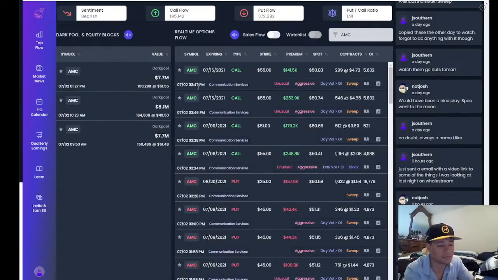All right, so at 3:47, so end of the day, we had $141,000 spent on call options with the strike price at 55, so just a little bit out of the money if I'm not mistaken. 299 contracts, unusual, aggressive, and this volume actually is higher than the open interest. Okay, and this was performed as a sweep.